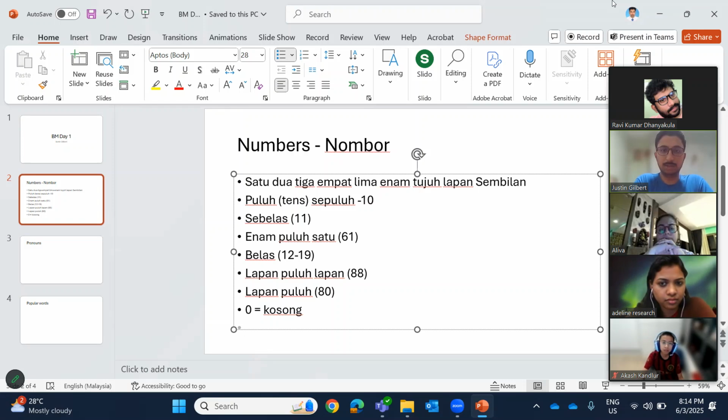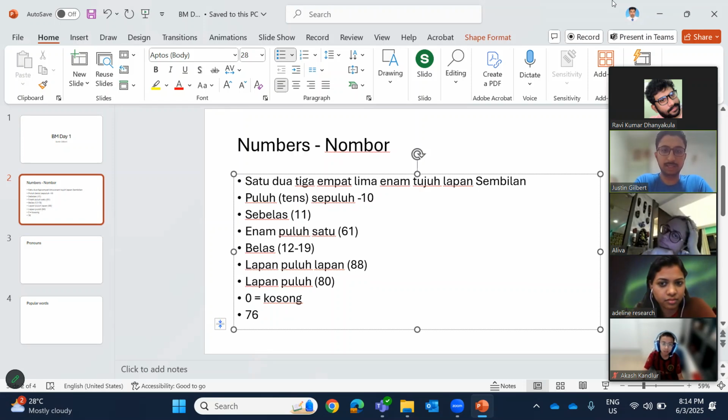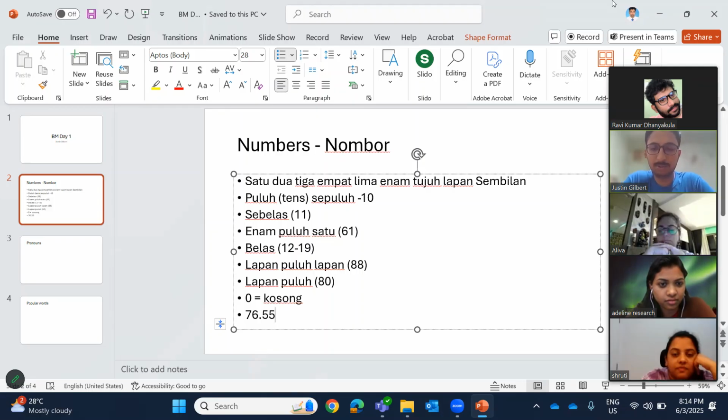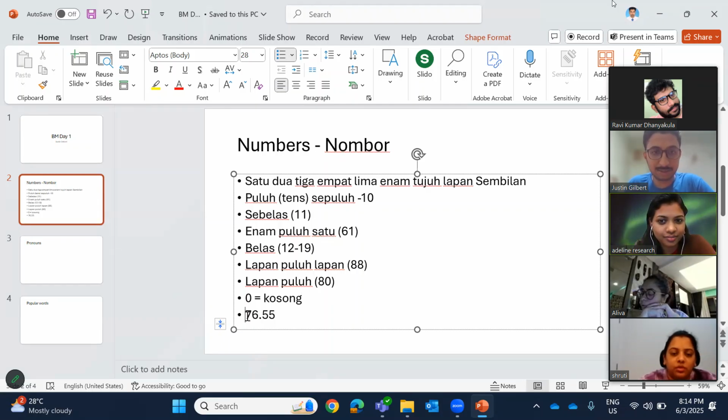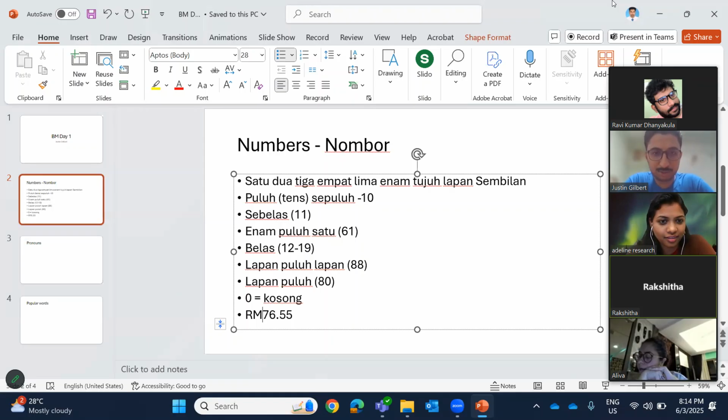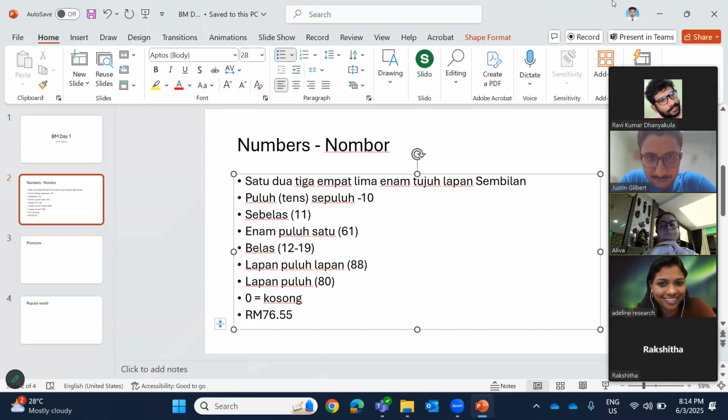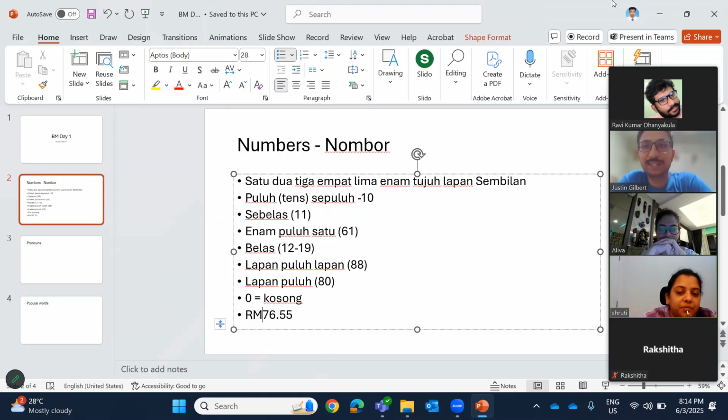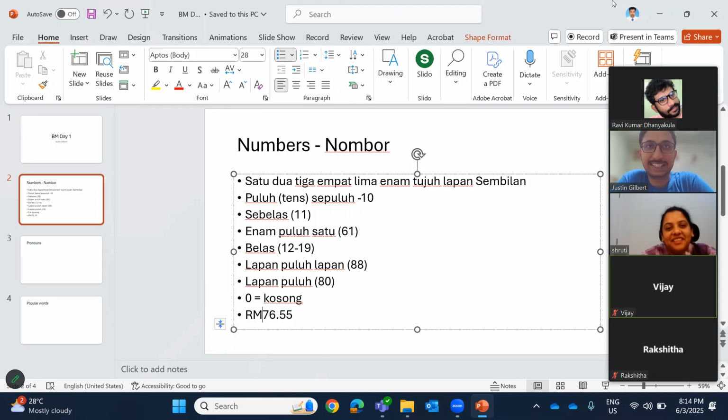Let's just give a value, maybe 76 ringgit and 55 cents. So anyone wants to tell this in Malay? So this is Arab. Enam, tujuh, enam, 76 point 6. 55. 55. We cannot skip the pulau. Yes, actually, 76.55. Malay. 76, 55. Okay. But it's true.